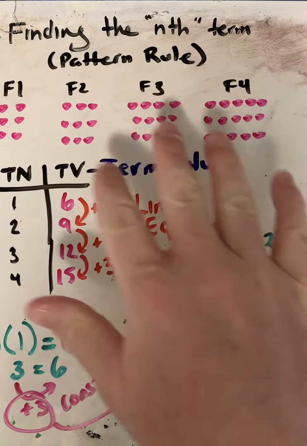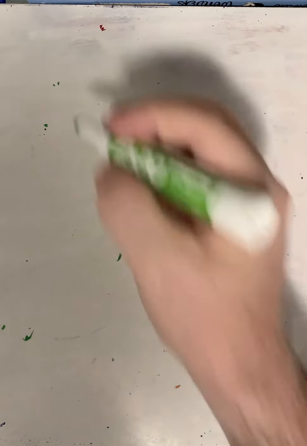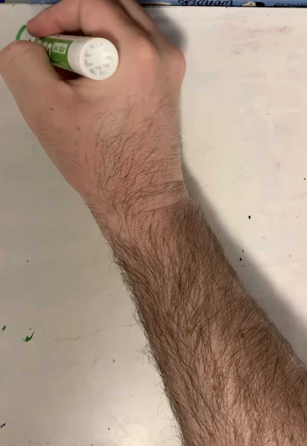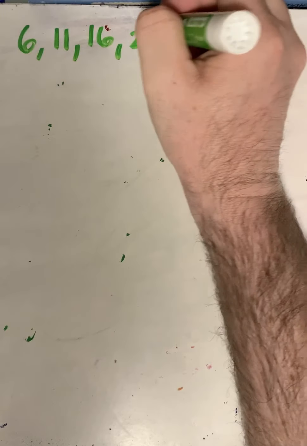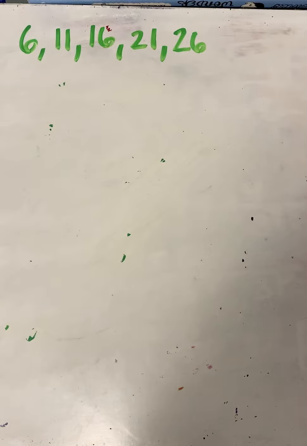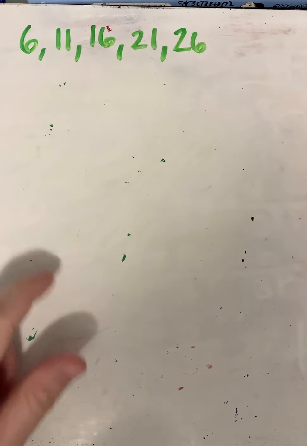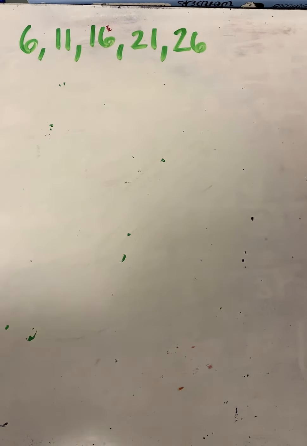We did here a geometric pattern. We can also just simply do a number pattern. And so that's what we're going to do on this one. We're just going to pick numbers and we're just going to go with it that way. So let's say I had the pattern of 6, 11, 16, 21, and 26. Okay. Step 1, if we remember back to my list, step 1, let's make a chart of the term number and term value. So let's do that right now.